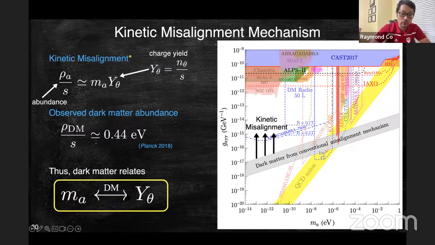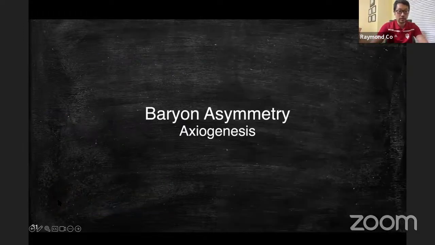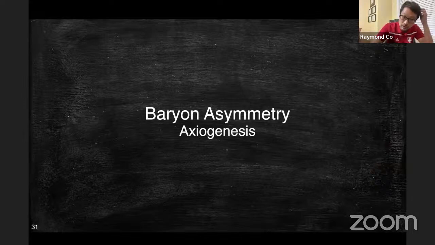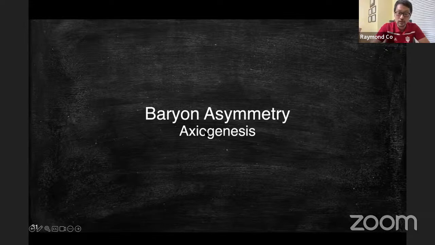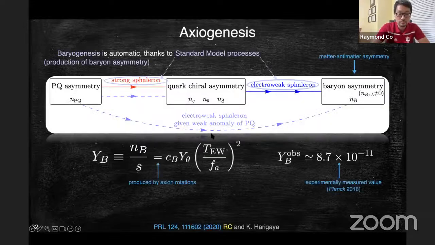So we only know how much charge we need from the data, but we have no idea how much charge we have. So that's why we don't have a strong prediction at this moment. But there's a relation between the rotation and the mass. The prediction will come in once we talk about the baryon asymmetry. And the baryogenesis mechanism involving the axion rotation is what we call axiogenesis.